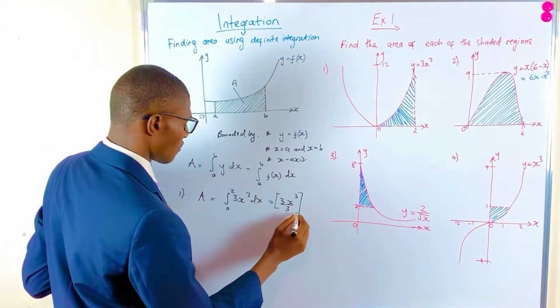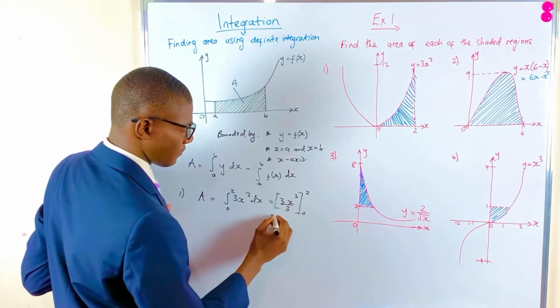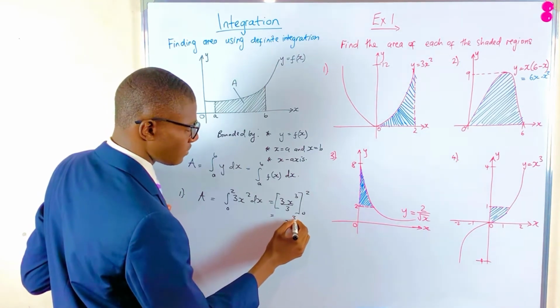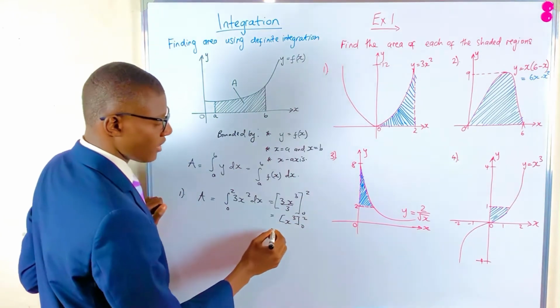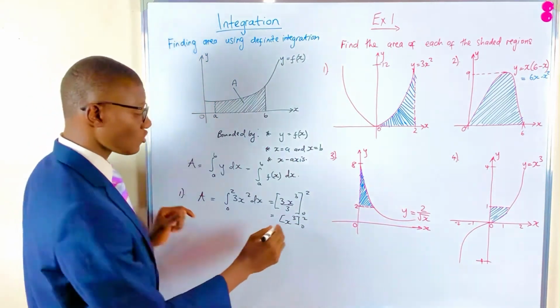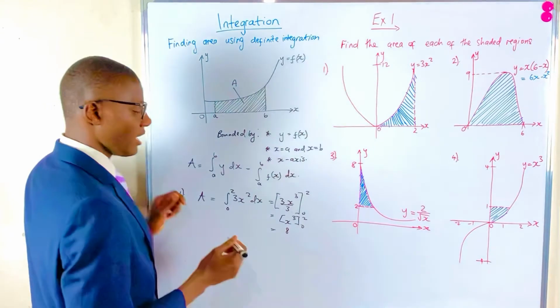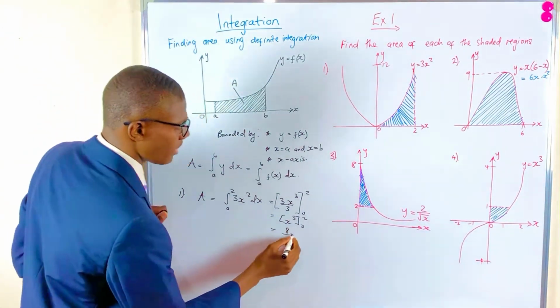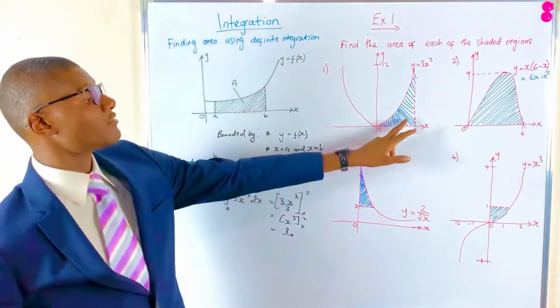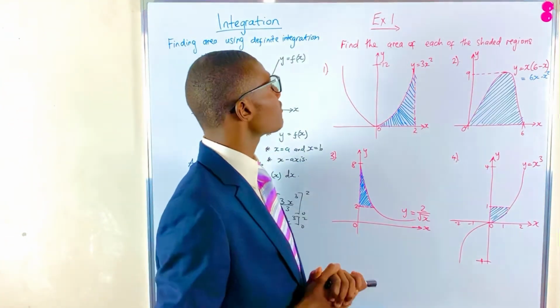Then from 0 to 2, this is just x to the power of 3 from 0 to 2. And you know that the upper limit will be 2 to the power of 3, which is an 8, minus the lower limit, which is just 0. So 8 square units would be the area of this shaded region for number one.